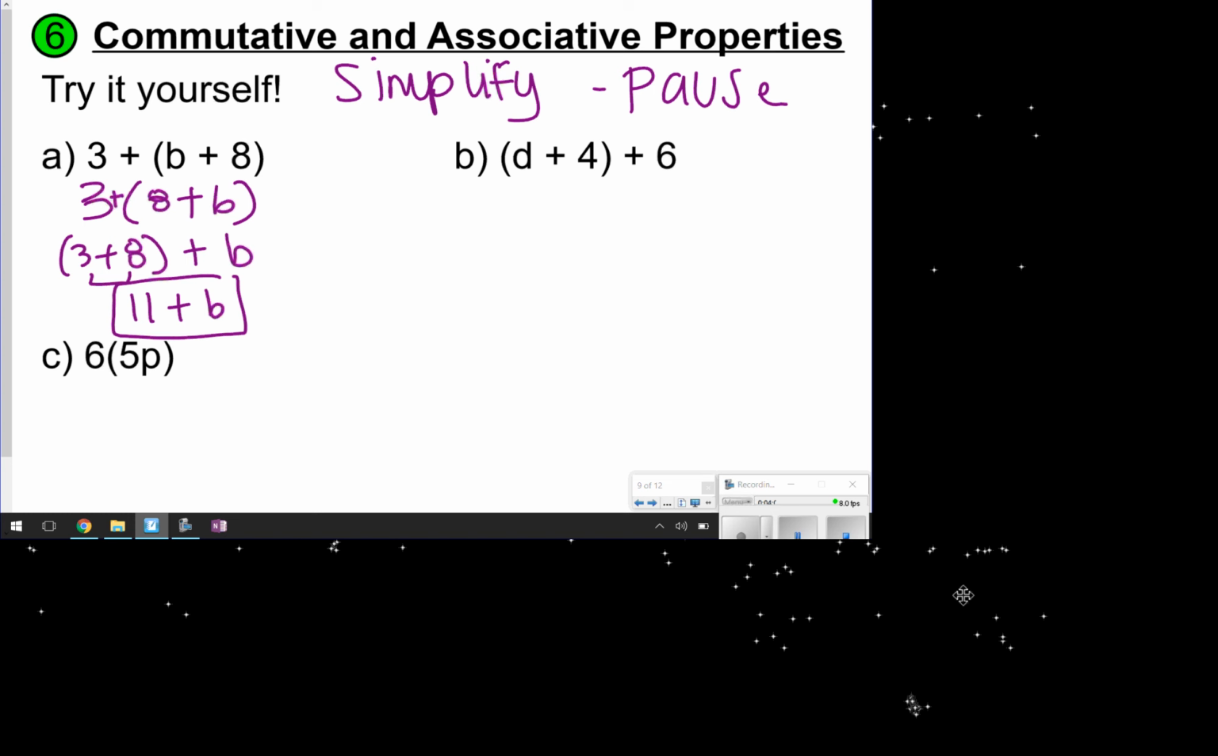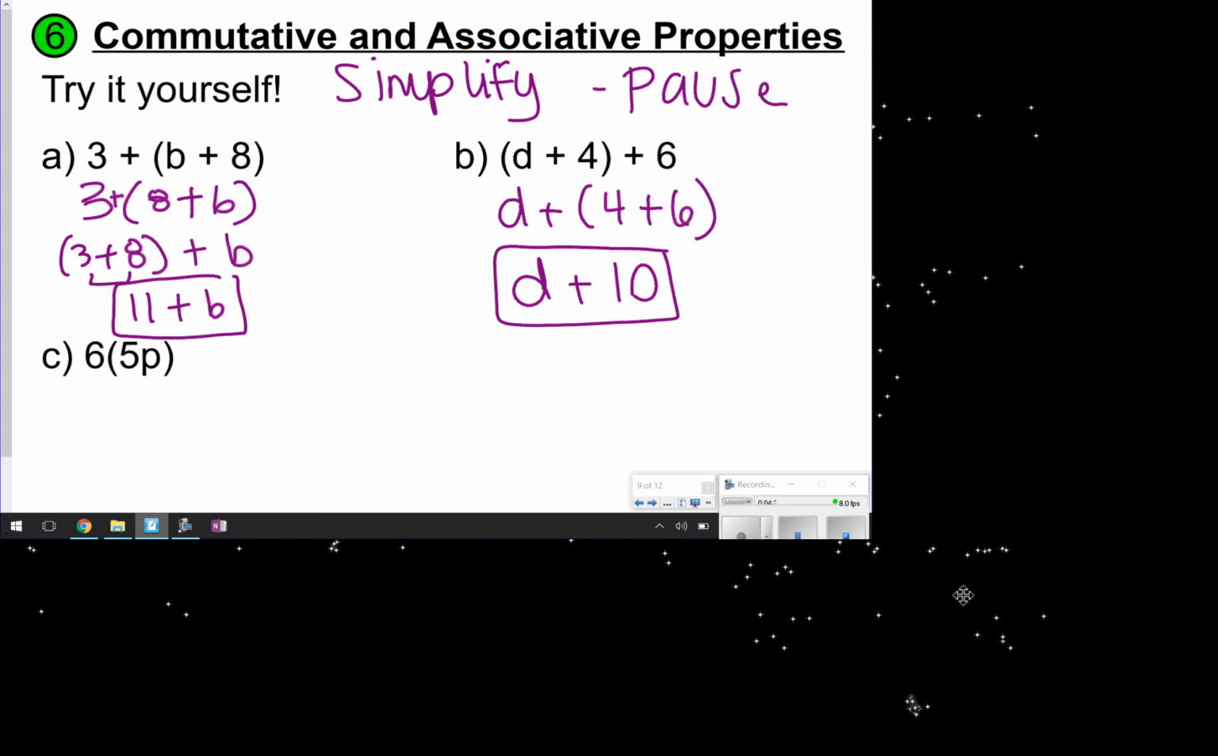So to do letter B, we have D plus 4 in parentheses and then plus 6. I'm going to show the associative property so I can group 4 and 6 together, associating them with one another because they're numbers and I can add them together. So 4 plus 6 will give me 10, so my answer for letter B will be D plus 10.